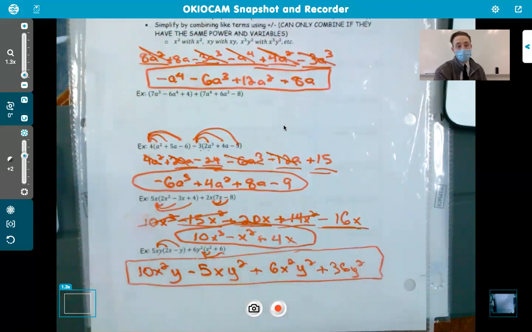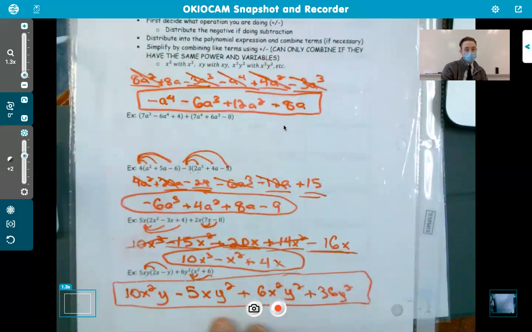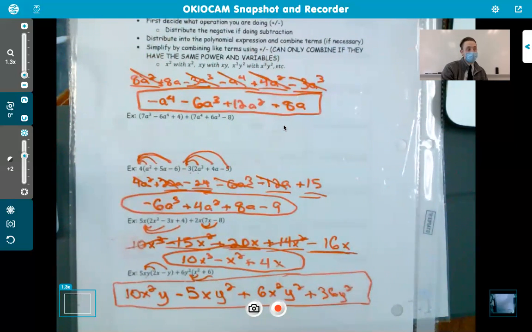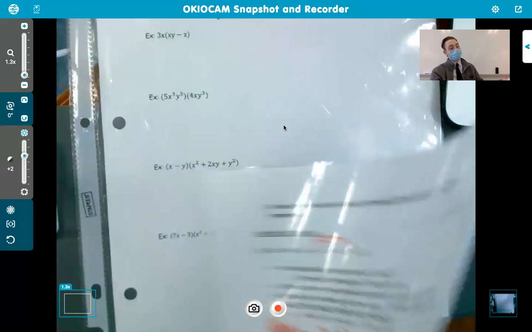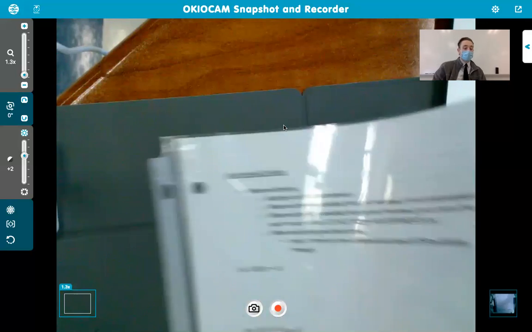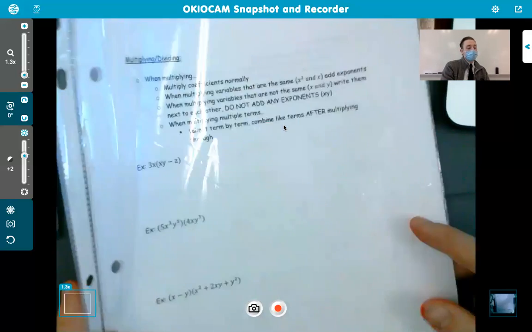Any questions about addition or subtraction? The biggest thing is to make sure you take it step by step. Don't try to do too much at once. Everybody good? All right. We'll move on to multiplying and dividing.